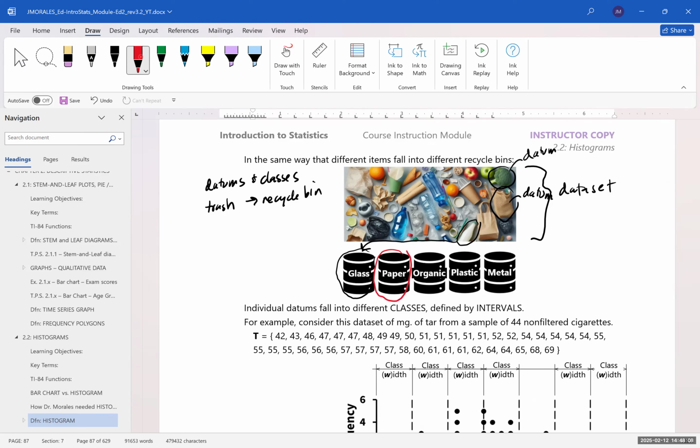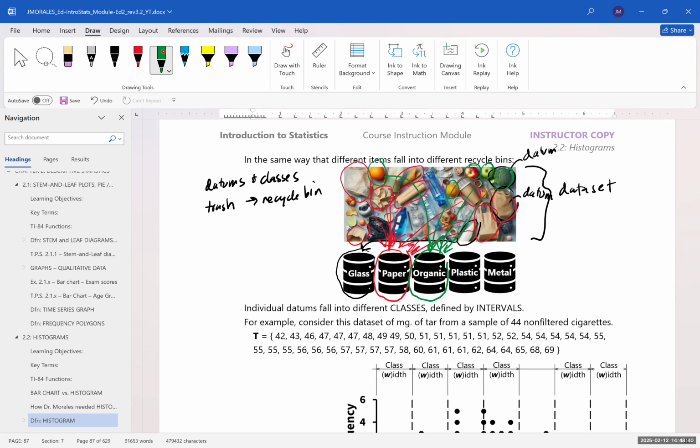And then we would go around looking for bits of trash that look like they're made out of paper, like that. And we'd put only the paper items into the paper recycle bin. And then next, we would look at the next recycle bin, and that's organic. So now we would look for trash items that look like they are organic trash, and only those will go in the organic bin.